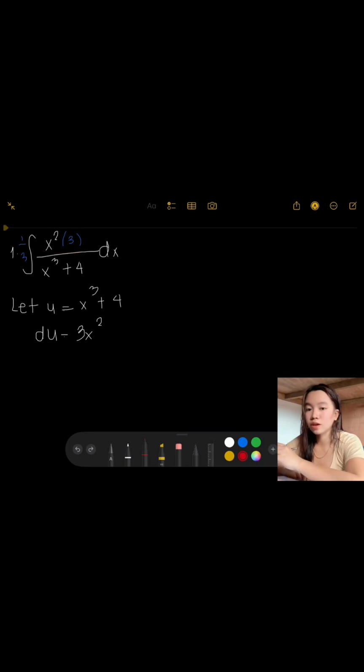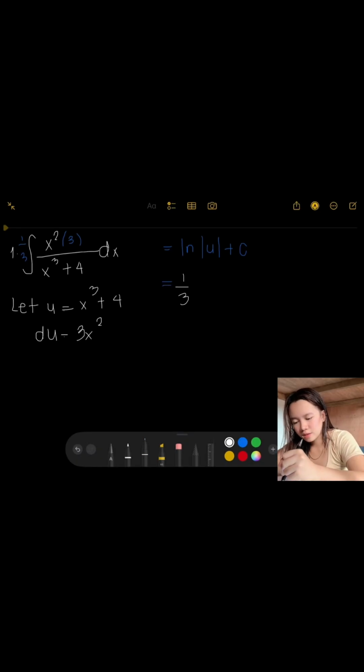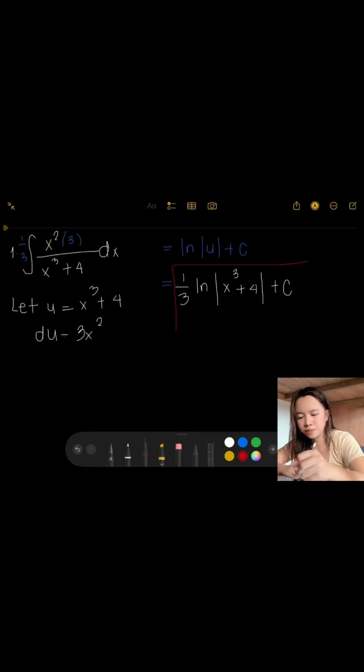So this is now the derivative of our denominator. Now we can use the logarithmic formula, which is ln of u plus c. Let's plug in: copy the constant, ln of u, where our u is x cubed plus 4, plus c. So this is now our final answer. Let's answer more examples.